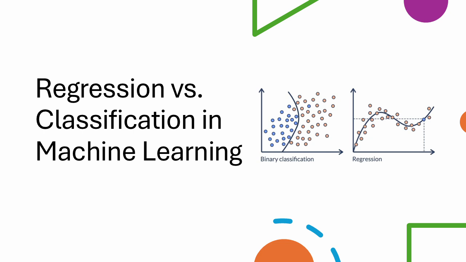Exactly, and it goes beyond diagnostics. Imagine using regression to predict how long a patient might need to stay in the hospital based on their medical history and current condition. That makes sense. That can help hospitals manage resources more efficiently and improve patient care. Wow. So these techniques are really optimizing all aspects of healthcare.